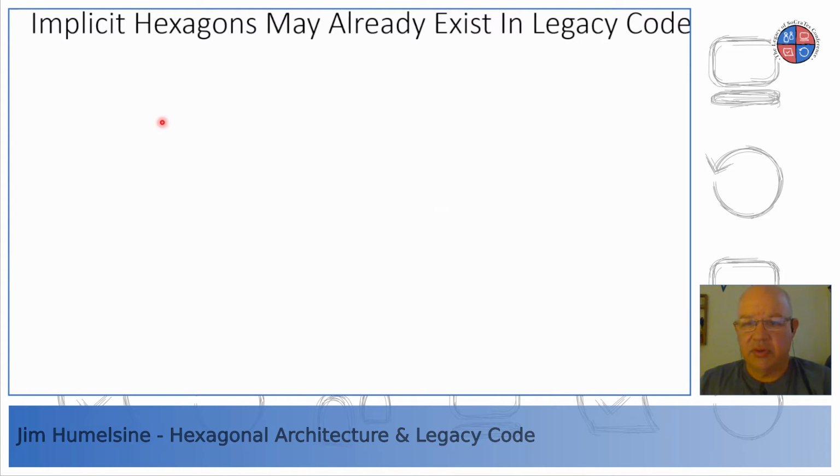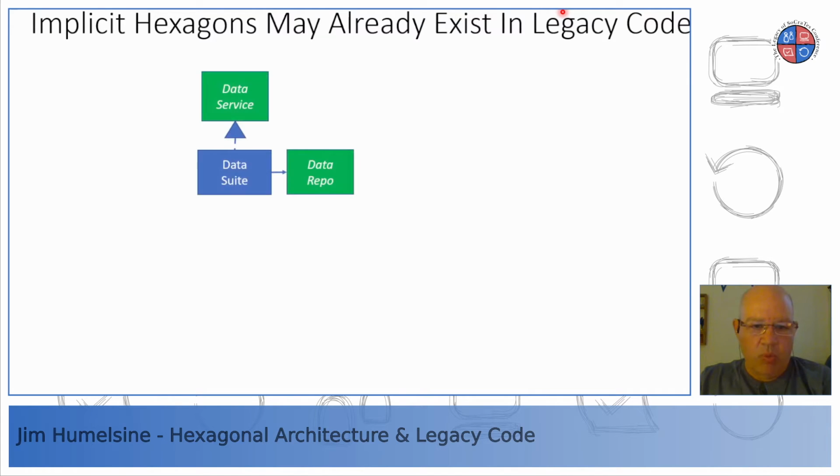All right, so this is about legacy code a little bit, and implicit hexagons may already exist. This is based upon a real-world example where I work, and what we had was a service that managed some data. And the data was binary in nature, kind of like Word documents, PDF documents, and so forth. And this legacy code is around 20 years old. So we don't have adapters. This is a monolithic implementation. And let me rephrase that. We do have adapters, but we don't have adapters to call this service. This is a service that's called from within the monolith.